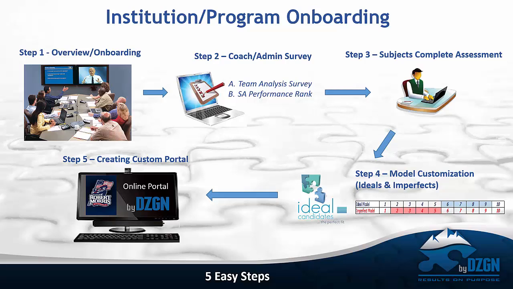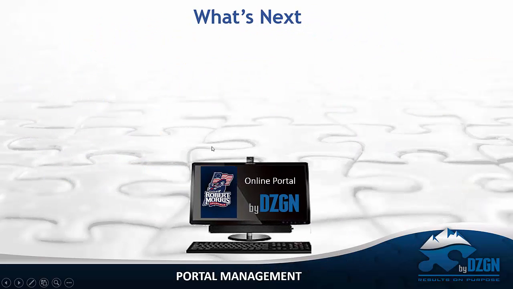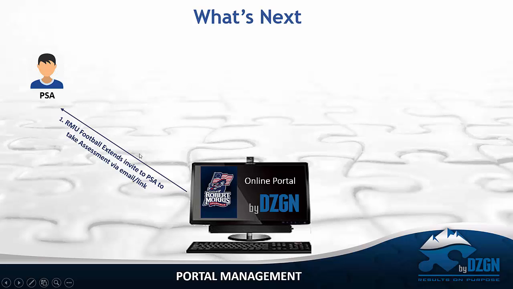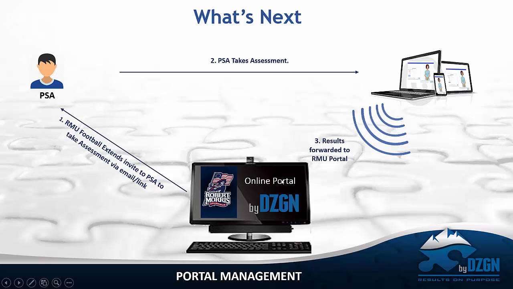We'll then create a custom portal for you to manage this from. Once you have the portal, you can extend an invitation to a prospective student athlete to take the assessment. Short of the relationship with the NCAA, which we'll have them do through the assessment center, the student athlete would take the assessment, and they can take it on their phone, on an iPad, online. Their results would go back to your portal.